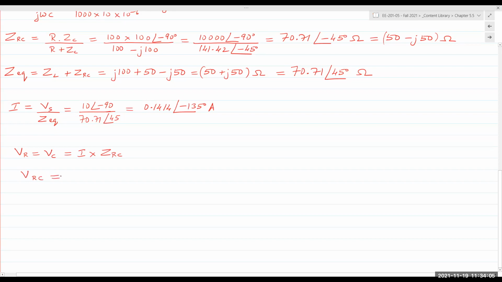Or to make things a little bit more fun, we can find the same voltage. Let's call it VRC. With voltage division, absolutely. So with voltage division, VRC would be a fraction of VS. Fraction would be given by ZRC divided by ZEQ. So 10 with an angle of minus 90.